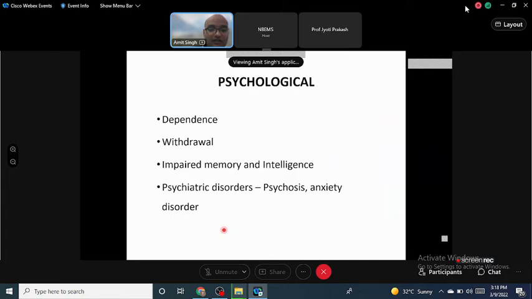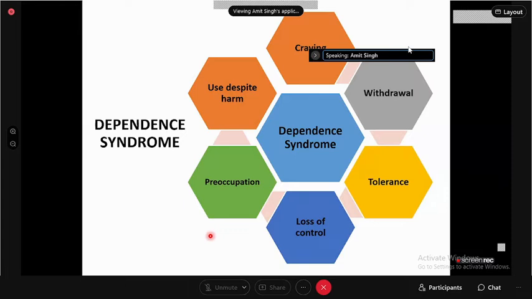Talking about the dependence syndrome, with the regular use of cannabis, people may develop dependence syndrome, which is typically diagnosed as per ICD-10 as 3 out of these 6 symptoms: the craving, the withdrawal, the tolerance, the loss of control, the preoccupation, and the use despite harm. So presence of at least 3 of these symptoms for a month in the past 1 year is sufficient to diagnose a person with dependence syndrome.